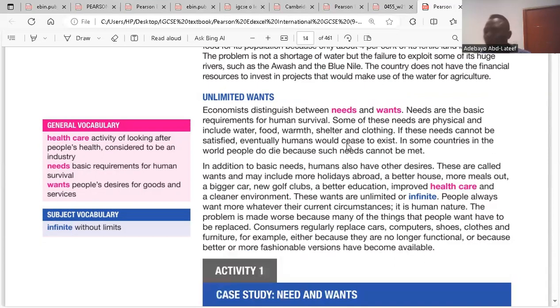Then we have wants. These are human desires. These things we can live without, like a holiday in the Bahamas, a diamond ring, gold, a bigger house, a flamboyant car, an exotic car. We can live without these things, so they are called human wants. Things that we can live without are wants, but things we cannot live without are needs. I think it's clear.